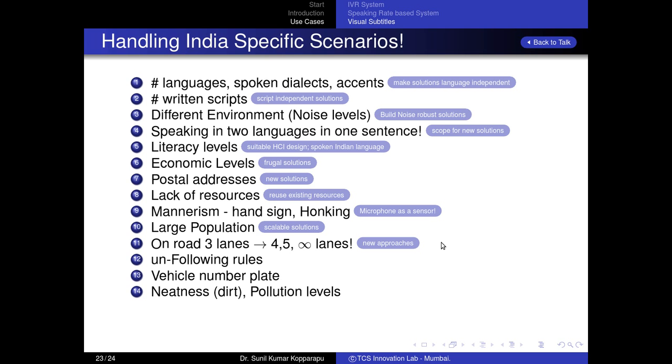For building solutions which work in all environments, we have to build solutions which are robust to noise. And things like speaking in 2 different languages in one sentence and the lack of resources would show you new ways of looking at a solution. When your literacy levels are different, you would have a nice mechanism of looking at human computer interface designs. Even things like when three lanes are not necessarily 3 lanes, you will be looking for new approaches. So you have a lot of scope to innovate and come up with newer solutions when you think of Indian specific scenarios.